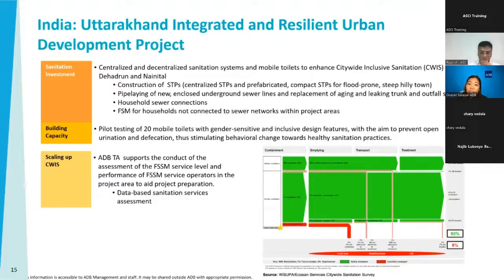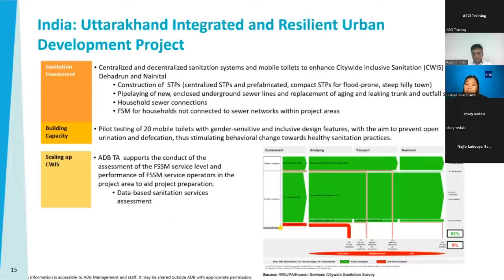Centralized STPs will be constructed, new sewer lines will be laid, and old sewer lines will be replaced. Households will also be connected to new and improved sewer lines. For households not within the sewer catchments, a fecal sludge management program will be applied. Also, there will be a pilot testing of 20 mobile toilets with gender-sensitive and inclusive design features, with the aim of preventing open urination and defecation, thus stimulating behavioral change towards healthy sanitation practices.